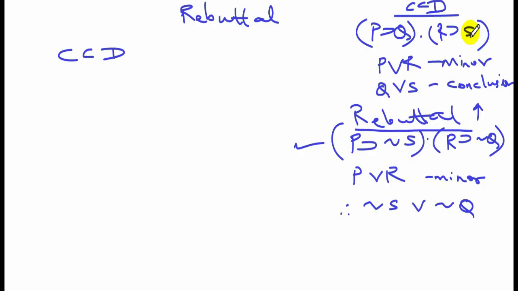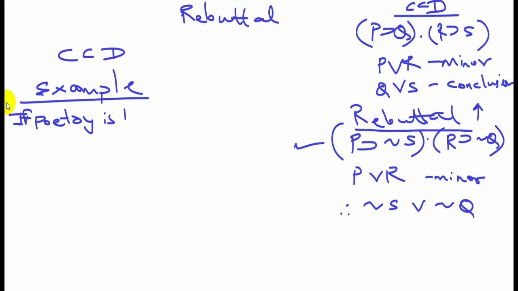Now, let us take a complex constructive dilemma and rebut it. So we'll start with an example first. If poetry is true, it is disguised history.